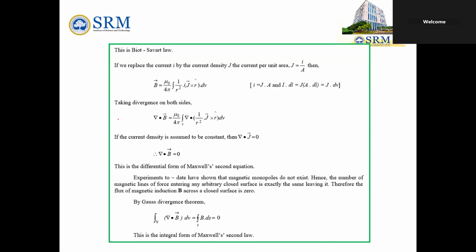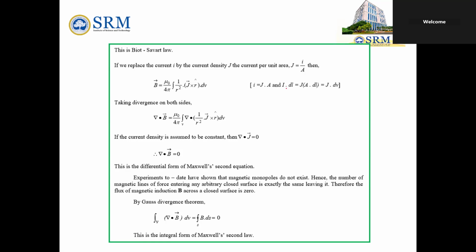From the Biot-Savart law, we replace the current by the current density J. What is the current density? The current passing through per unit area is known as current density. Now we substitute that value in this equation.